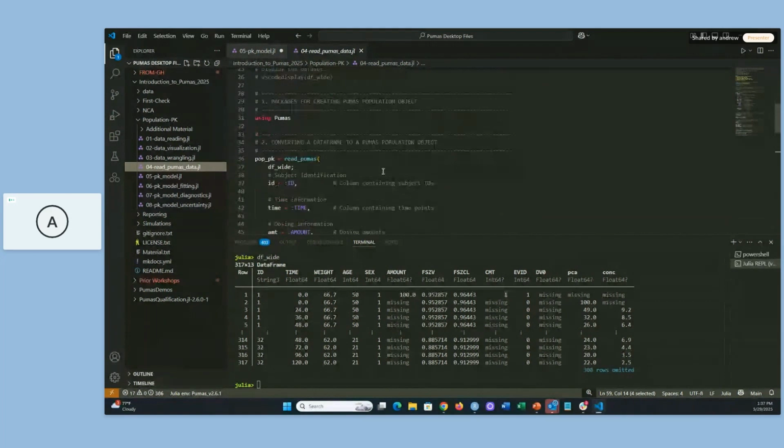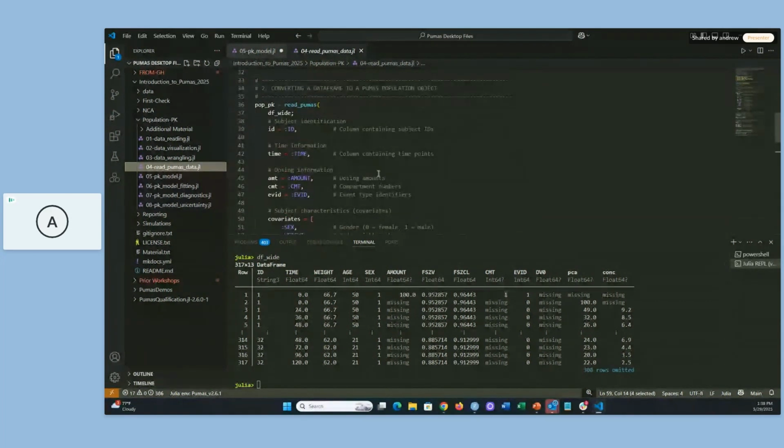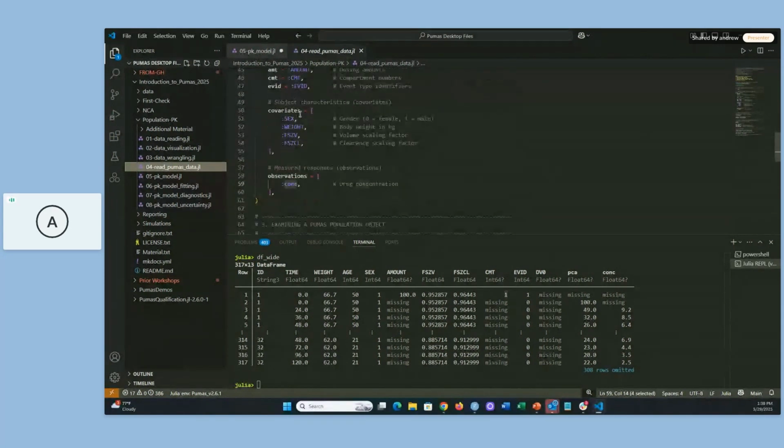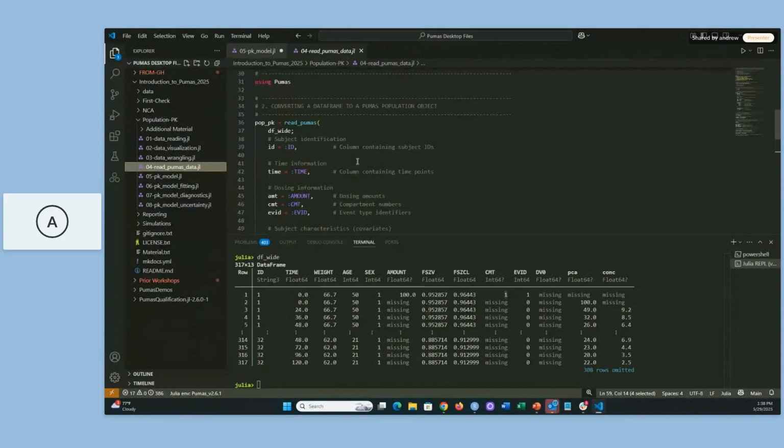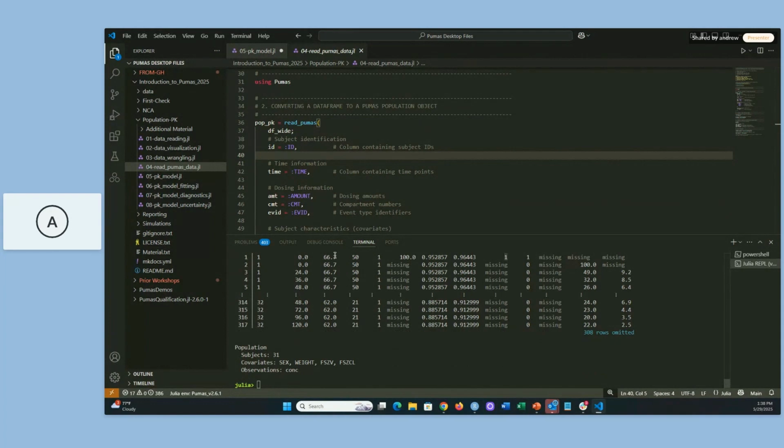So ultimately, that is just really taking your data frame and speccing it out. You're matching it up so that Pumas is able to understand what the data is and where it's coming from. Also, if we run that, it gives you a spot check and a little bit of a data summary. So in this case, it's 31 subjects we defined, with sex and these 4 covariates being piped in, and the observation name is under conc.